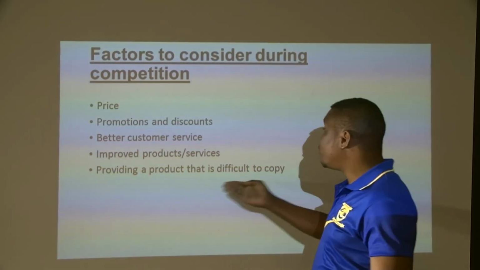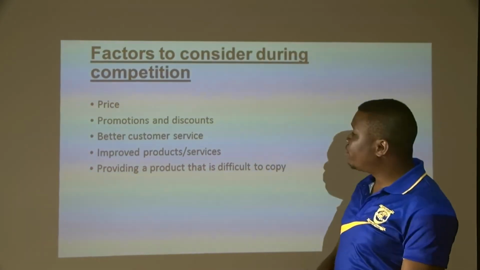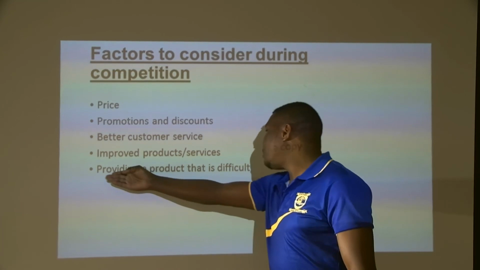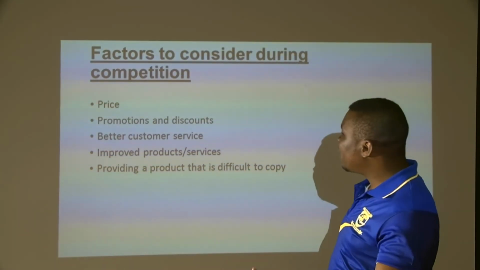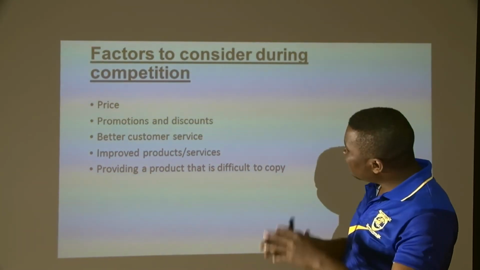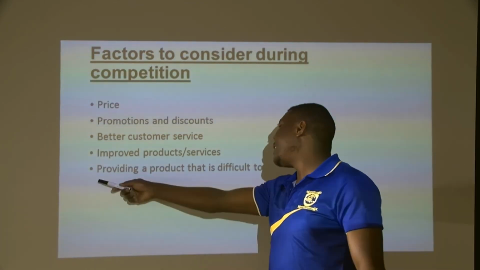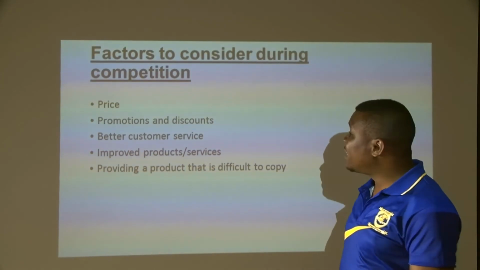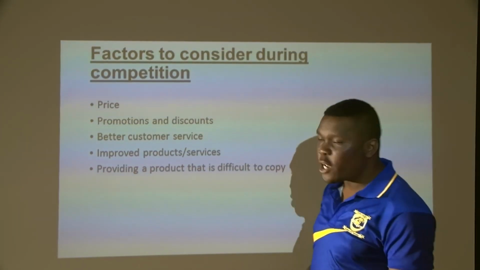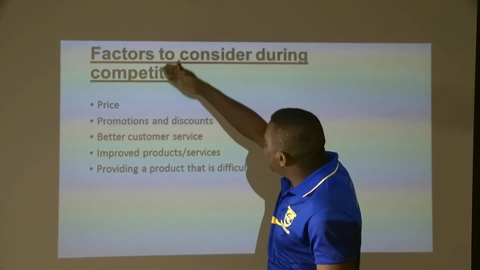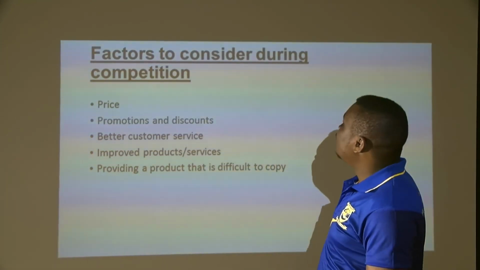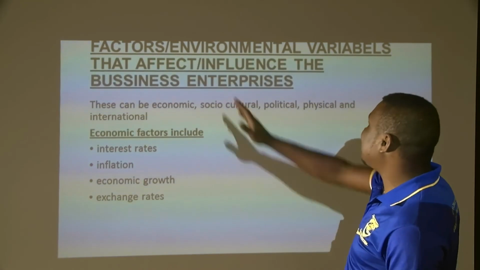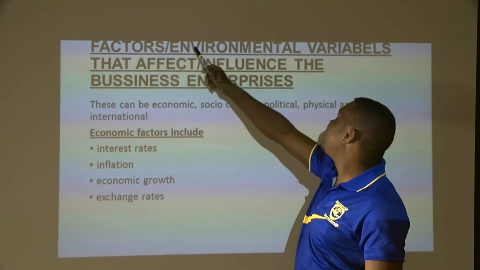Then, providing a product that is difficult to copy. This is where you actually bring in what we call branding and packaging. You must brand your product to have a certain unique feature. That is why you see things like KFC, things like Puma, things like Nike. These are the products that are difficult to copy, because there is nowhere else you also find KFC. So these are the factors that you ought to consider during competition.